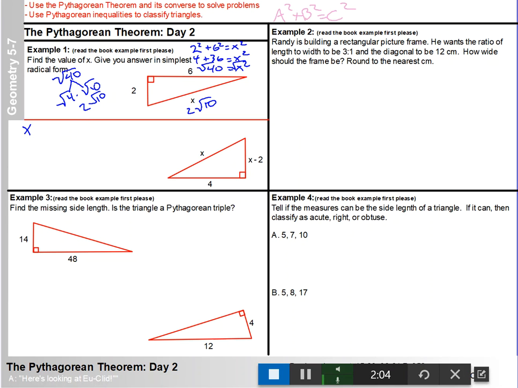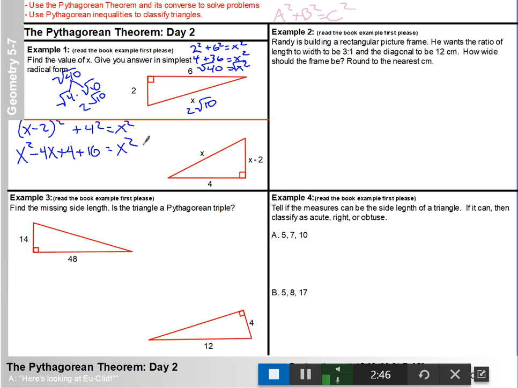My leg value is x minus 2, squared, plus 4 squared, and that's equal to my hypotenuse, which is x squared. So x minus 2 squared is x minus 2 times x minus 2. Don't fall into the trap of saying it's x squared minus 4. It's not. Or plus 4. So we have x minus 2 times x minus 2, which gives me x squared minus 4x plus 4, because we're going to get a linear term when we multiply a square binomial together, right? And we have this other plus 16, because 4 squared is 16, and that's equal to simply x squared.